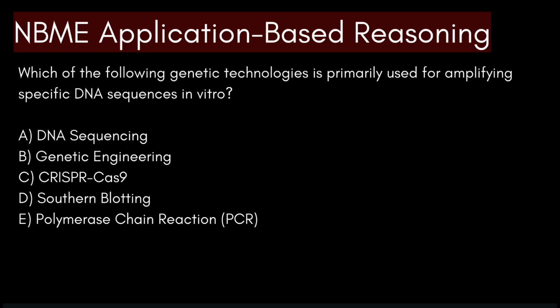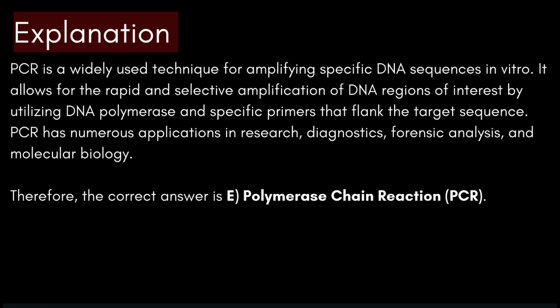All right, I think I gave you guys enough time here. Let's go ahead and check what the answer is. PCR is a widely used technique for amplifying specific DNA sequences in vitro. It allows for the rapid and selective amplification of DNA regions of interest by utilizing DNA polymerase and specific primers that flank the target sequence. PCR has numerous applications in research, diagnostics, forensic analysis, and molecular biology. Therefore, the correct answer is E, polymerase chain reaction, PCR.